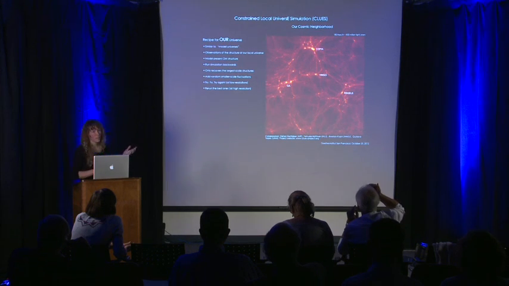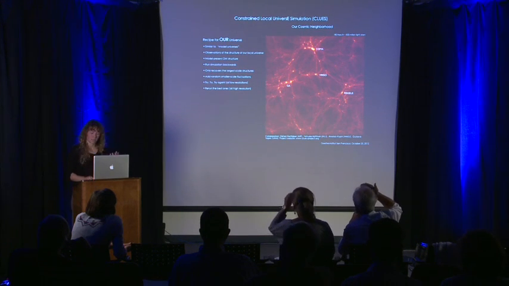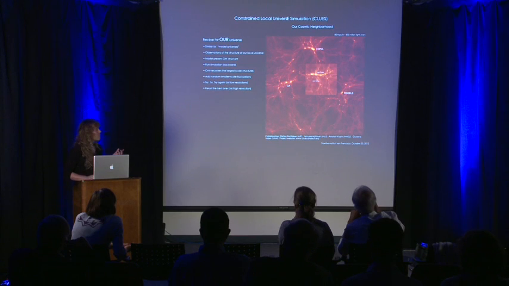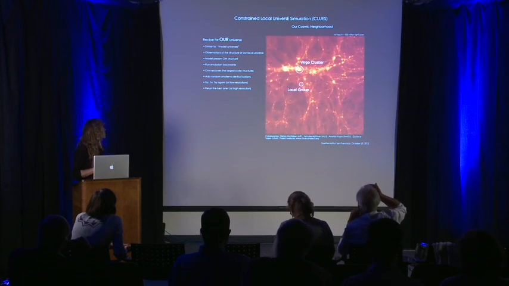But from here, we can repeat this experiment to simulate an even smaller region that would include a Virgo cluster and a local group. And the Milky Way is part of the local group. So that's the level that we're at. That's the size scale.